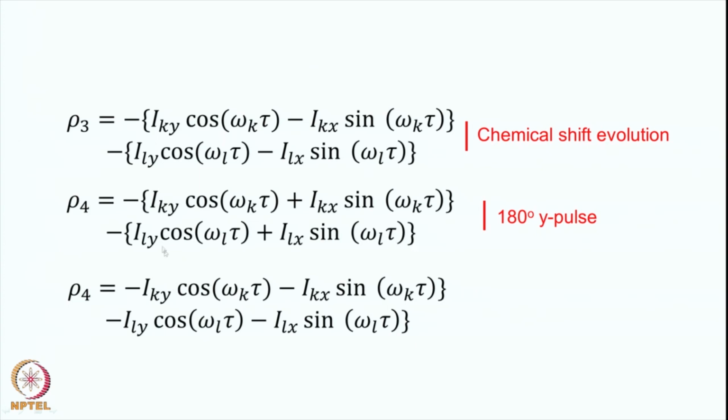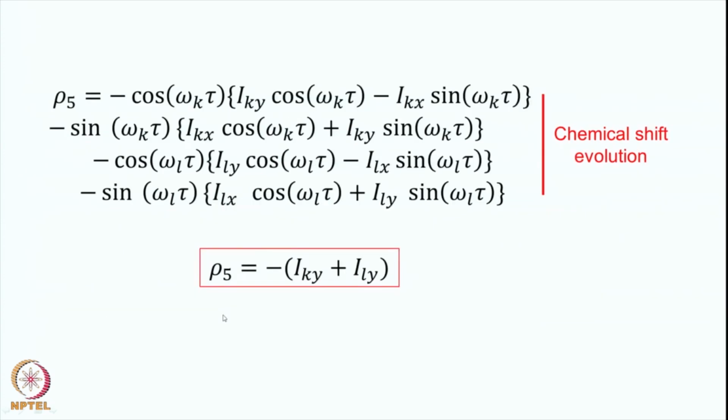Now, put this again explicitly. You have minus IKY cosine omega k tau and plus IKX sin omega k tau, and similarly here minus ILY cosine omega L tau plus ILX sin omega L tau. This is at time point 4. Next, we have to evolve under chemical shift once more for the next tau period. Now, there are 4 terms and each one of these has to be explicitly evolved.